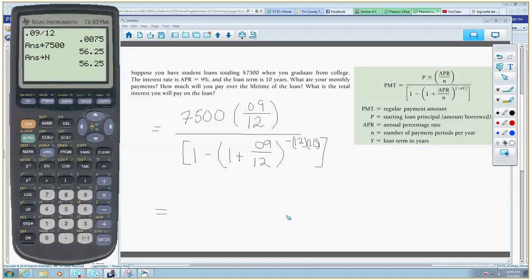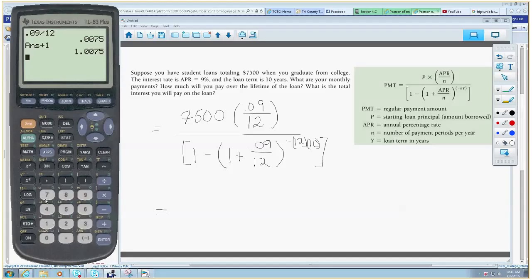Now the bottom, I'm concerned with this negative 120 right here. I want to make that positive. So I'll do what's inside the parentheses first. 0.09 divided by 12 plus 1. Now, that's 1.0075 over 1, right? So if I want to make that a positive 120, all I do is whatever's in here, I flip it upside down, and that'll make this a positive. So that's what I'm going to do. And the only reason I'm doing that is because that's the way I want to do it. Now, you can do it however you want to.